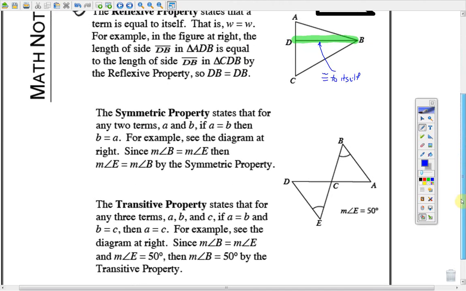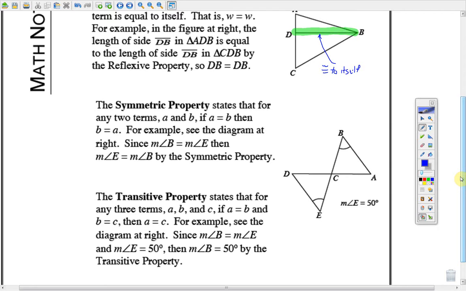The next one we're going to look at is the symmetric property, that states for any two terms A and B, if A equals B, then B equals A. So for example, see the diagram at the right. Since the measure of angle B equals the measure of angle E, then the measure of angle E must also equal the measure of angle B by symmetric property. So symmetric property just means that we can flip them onto the other side of the equal sign. If A equals B, then B equals A.